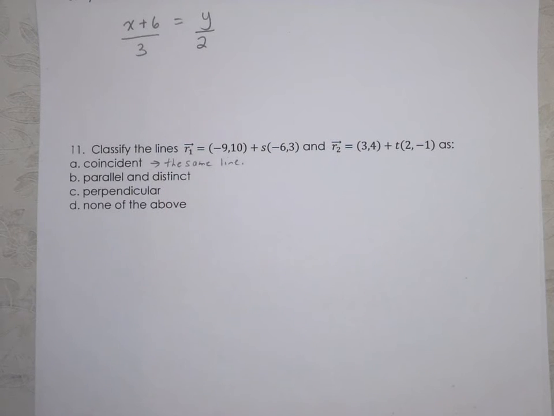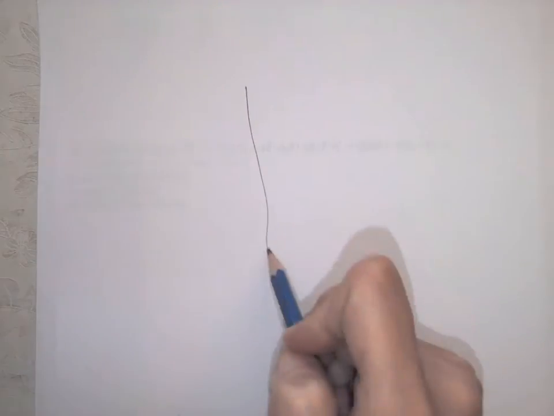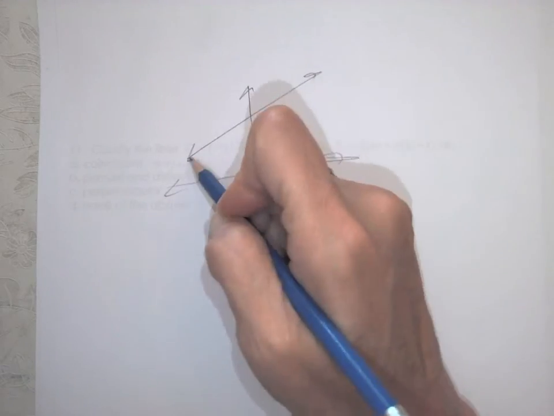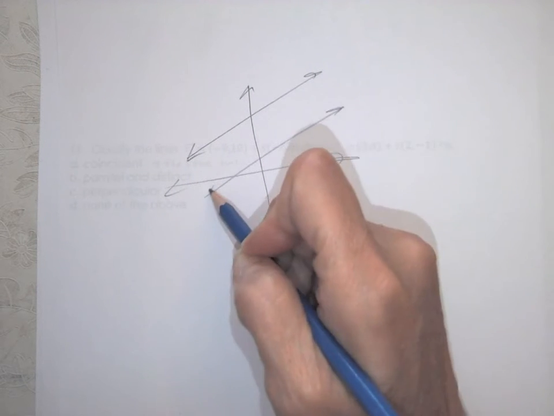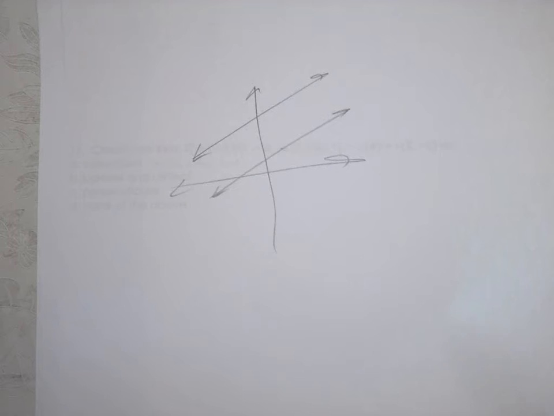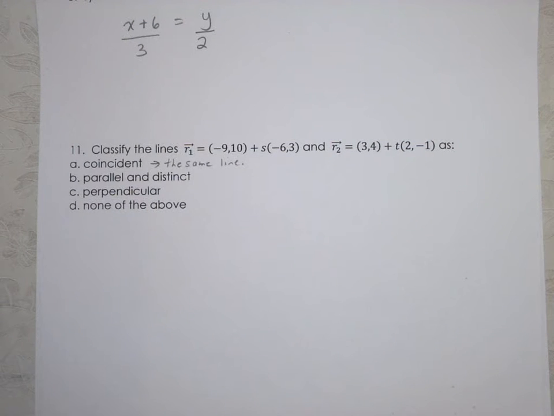Parallel and distinct, so that would mean we'd have lines that were, actually I'll just use a piece of paper. So if we have an XY axis, parallel, so exactly the same direction, but two separate distinct lines. Okay, so that's parallel and distinct. Perpendicular, so meeting at right angles, or none of the above.